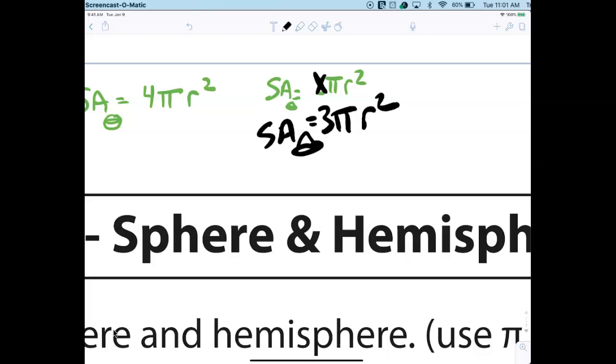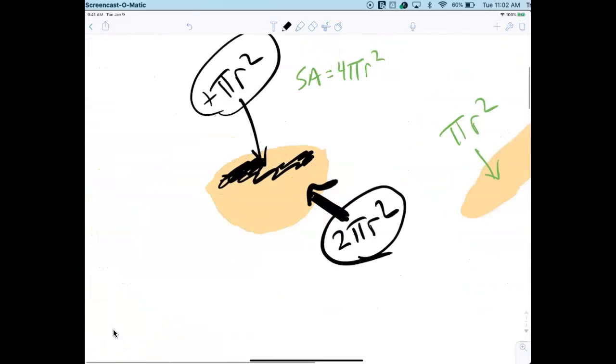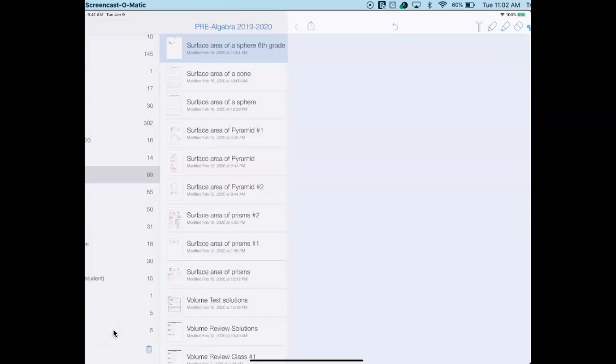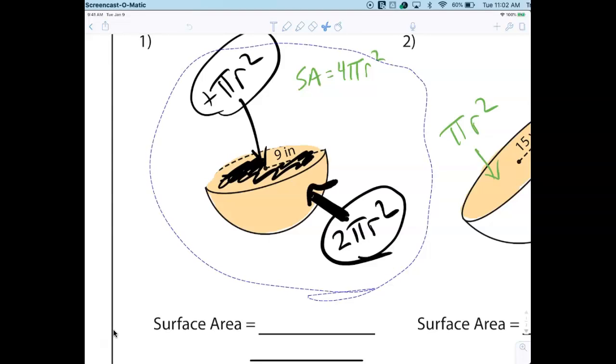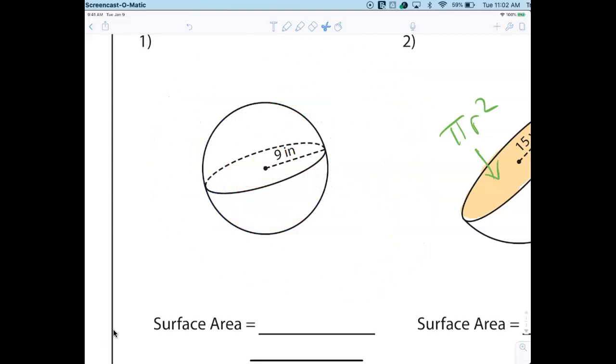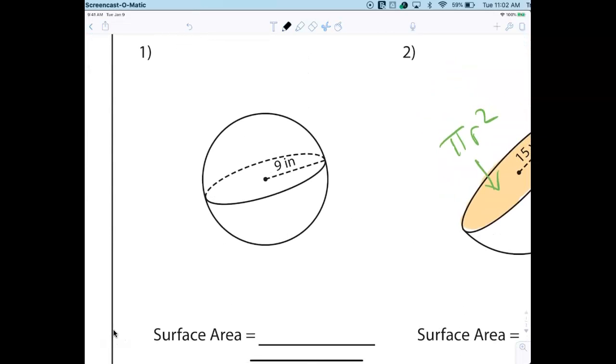Now again, I'm telling you, every single time, I want the formula written, I want the substitution, and then I want the multiplication. Alright? So, for example, number 1, just to make sure everybody's with me. I'm going to come back over here and move all this away. Tell me the surface area formula again. Surface area, I'm listening.